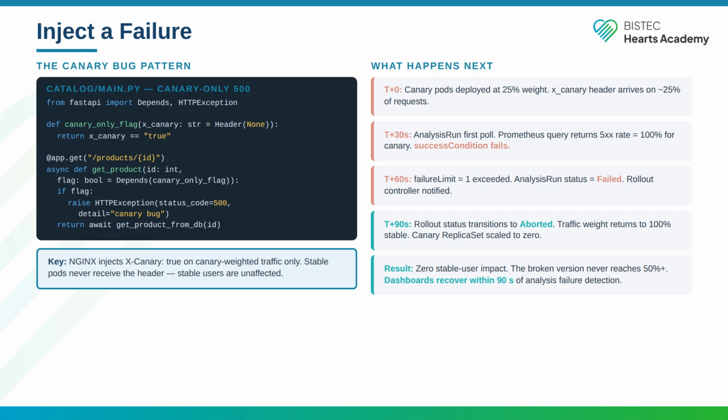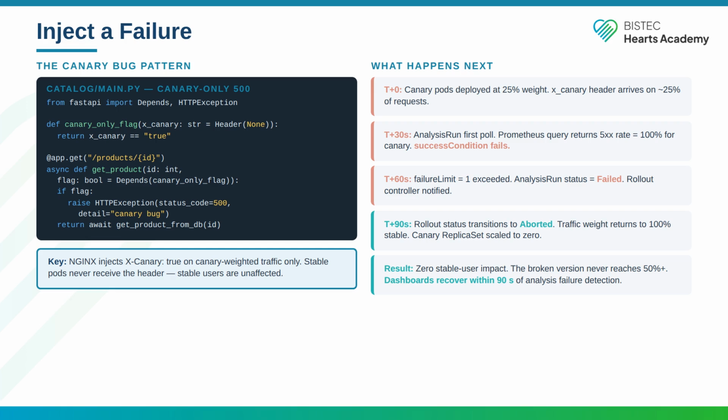Stable traffic does not. When a load generator or synthetic smoke test sends requests with the X-Canary: true header, 100% of canary traffic returns 500. The stable pods are completely unaffected. From the perspective of real users, nothing has changed yet.